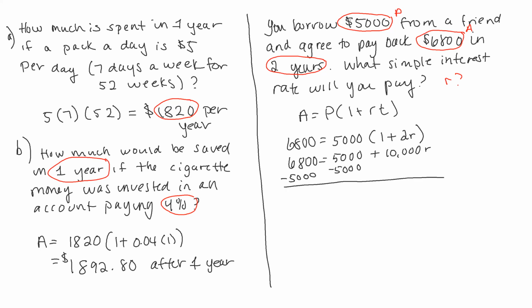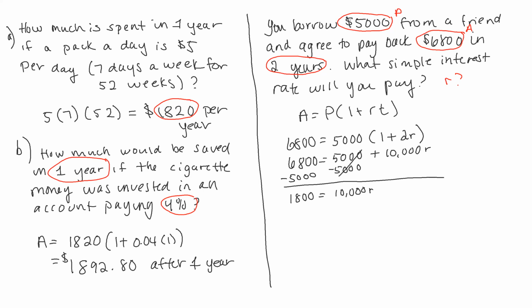Okay. So 6,800 minus 5,000 is 1,800. 5,000 minus 5,000 is 0. 0 plus 10,000 R is 10,000 R. So you can see here, your friend's making you pay back interest of $1,800. Your friend is a dirtbag.